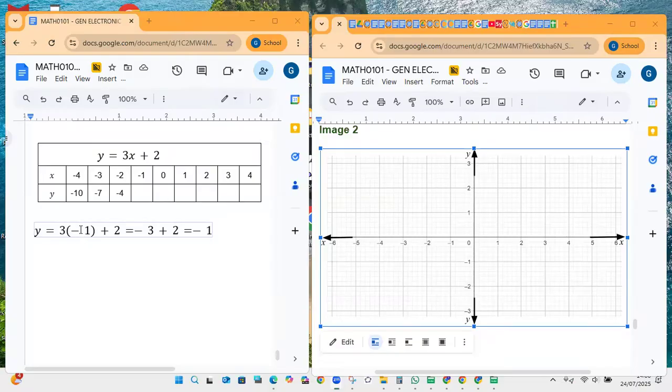When we input negative 1, out comes negative 1 also. And you can use your calculations. Please try not to use a calculator and prove that your answer is negative 1. When we input 0, we get 2. 3 times 0 is 0. 0 plus 2 is 2.